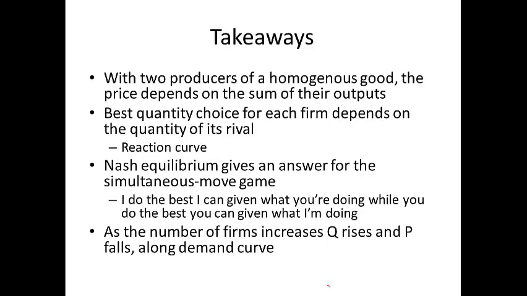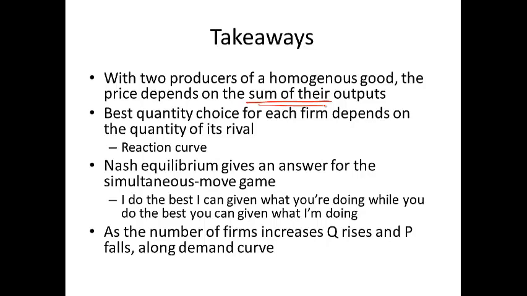So what are the takeaways from this video? Well, there are a few. First, with two producers of a homogeneous good, the price depends on the sum of their outputs. The demand curve is still governing our lives, but what determines the price is the sum of Q1 and Q2 to get to total Q, which in turn determines P.